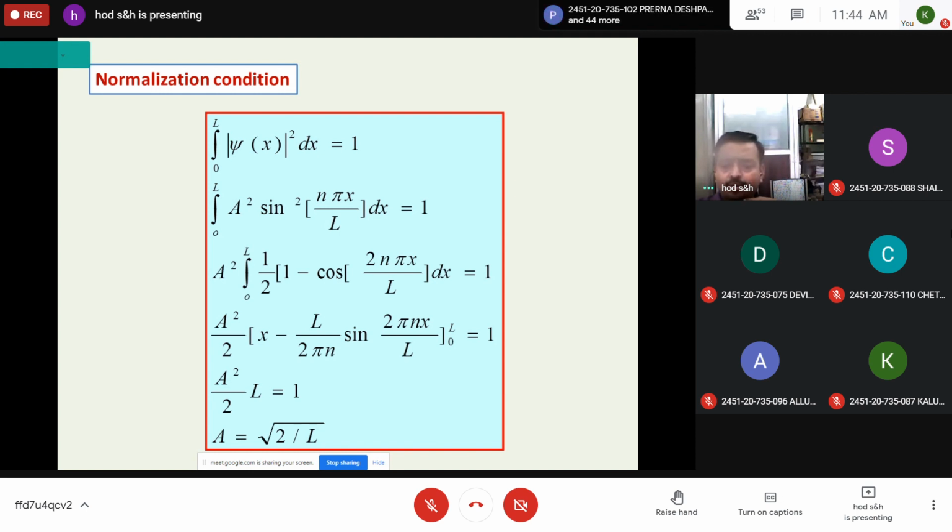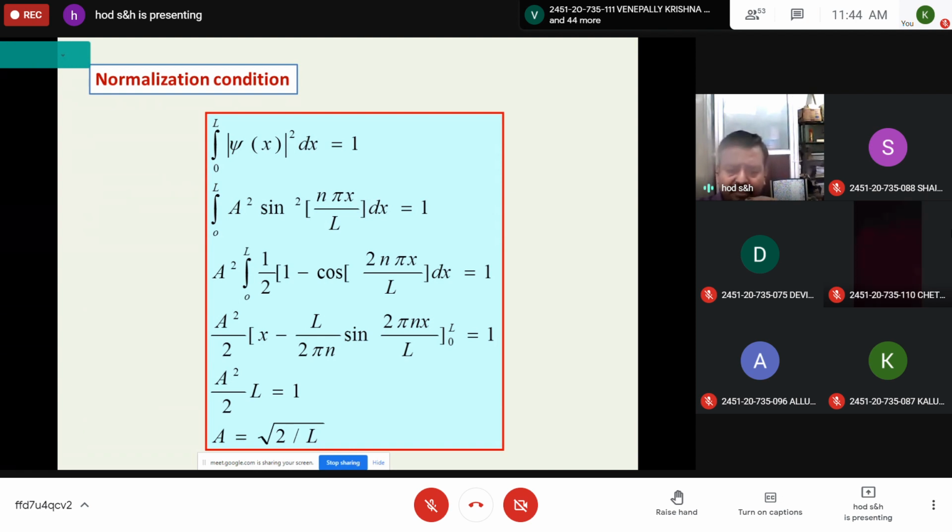that is equal to 1. Again you can bring 2 as common, and by putting the lower limit and upper limit, finally we will be getting A square by 2 into L is equal to 1, or A is equal to under root 2 by L. This mathematics part, I think you understood. Otherwise in physics you need not do it.